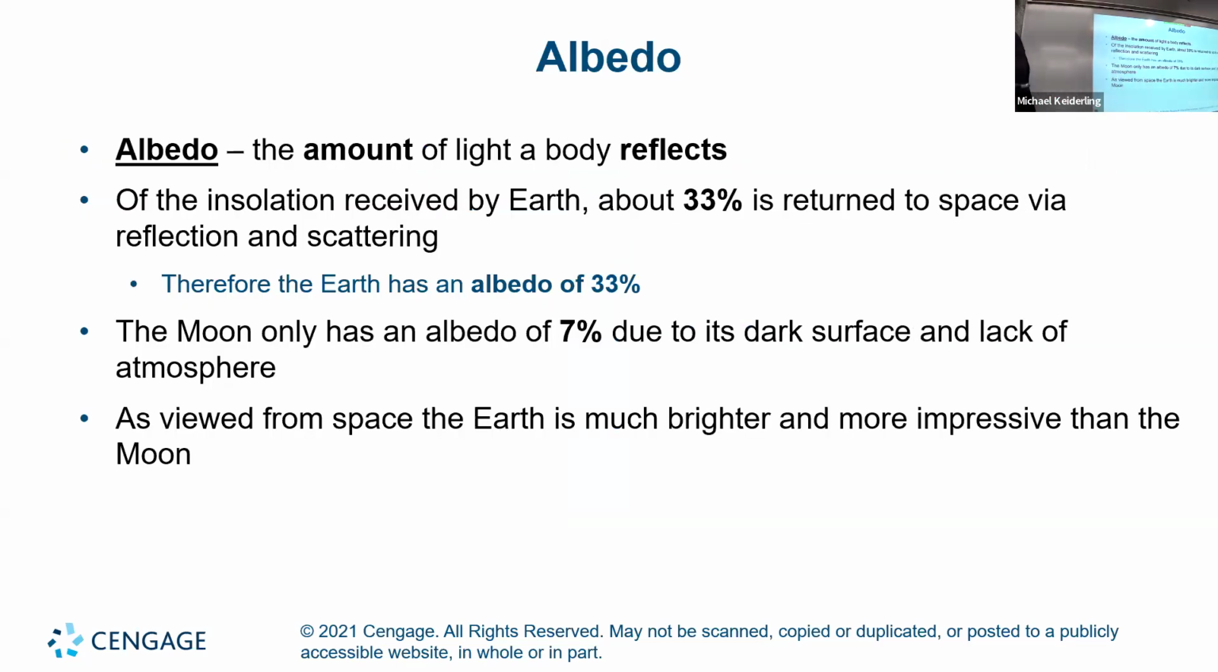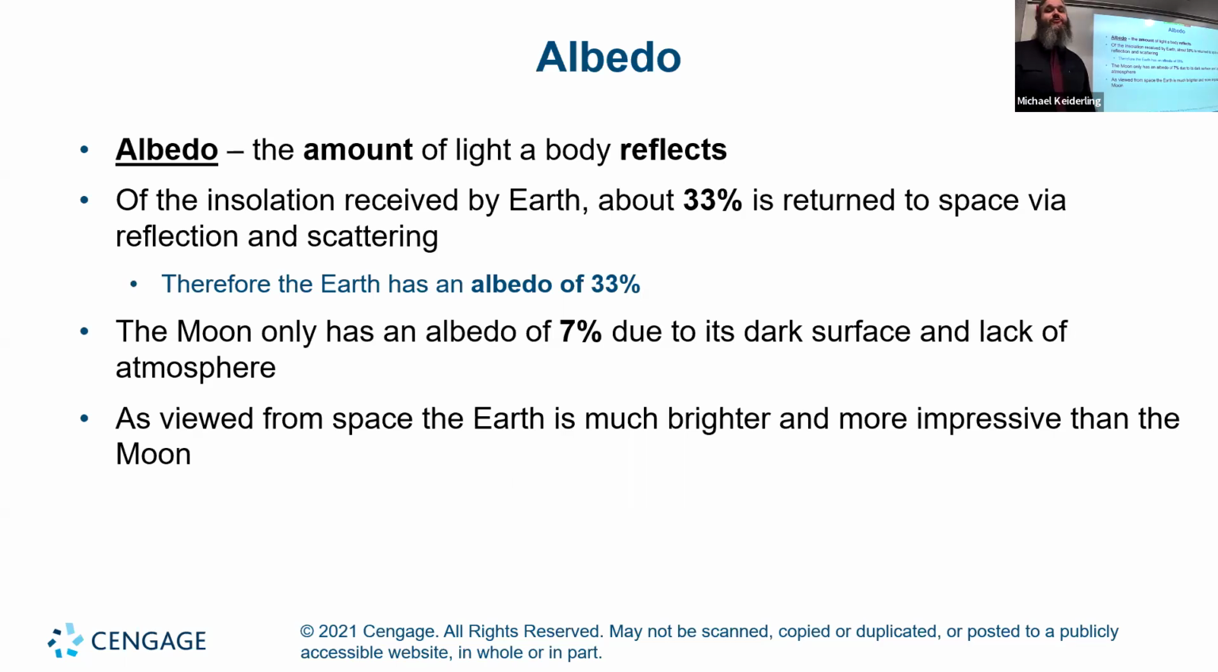So albedo is the amount of light that a body reflects. Of the insolation received by Earth, only about 33% is returned to space via reflection and scattering. Therefore, the Earth has an albedo of about 33%. The moon, on the other hand, has an albedo of only 7%. It's actually pretty dark due to its dark surface and its lack of atmosphere. That's why you don't see the moon during the day very easily. Well, we see the moon because it's big and close, but it's not actually that light.